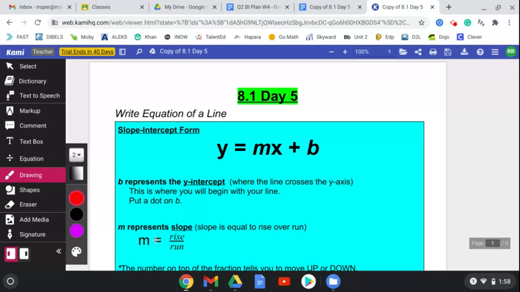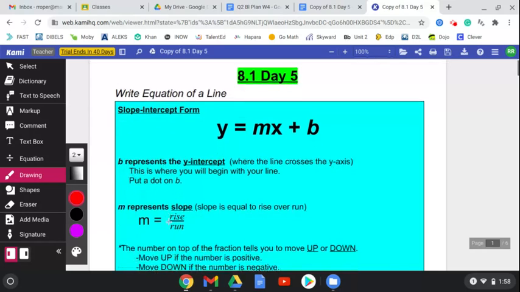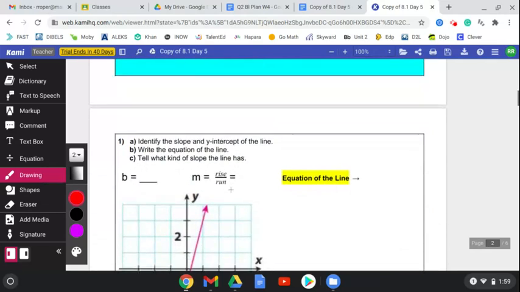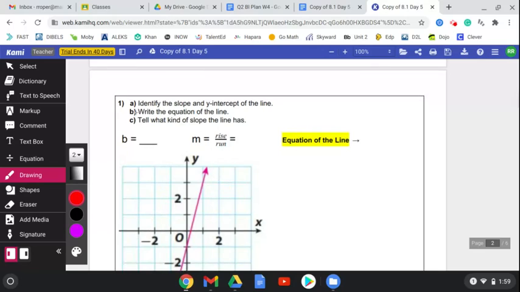And so we'll come back to this in a minute, but m, slope, is equal to rise over run. And that's what we'll use if we are given a line on a graph. Okay, we'll come back to this information here in a minute as well. So look at number 1. We want to do 3 things here. Part A, identify the slope and the y-intercept of the line. Part B, write the equation of the line. And then part C, tell what kind of slope the line has.